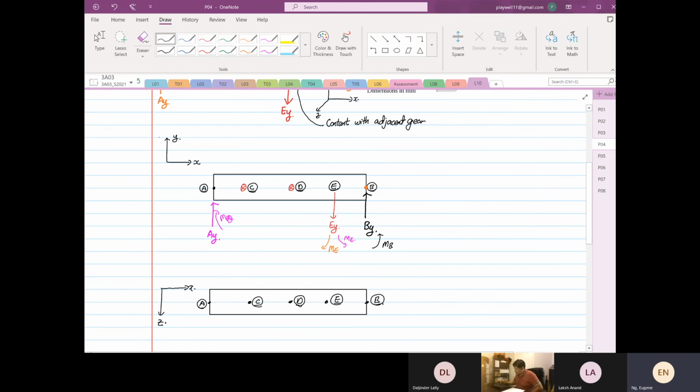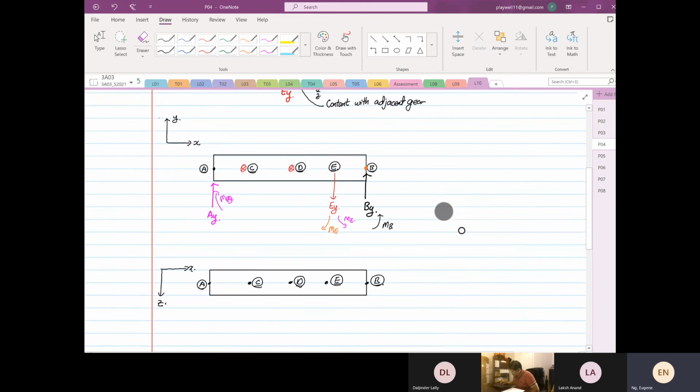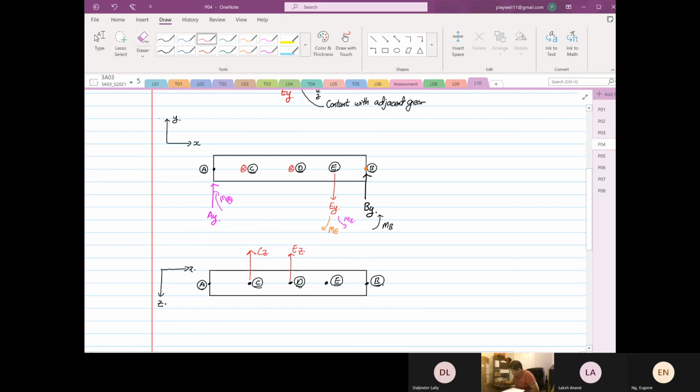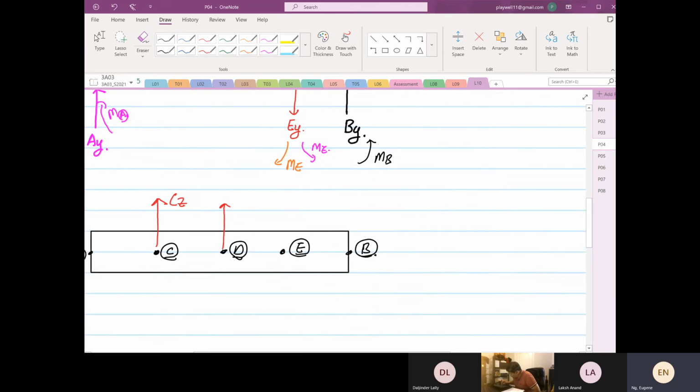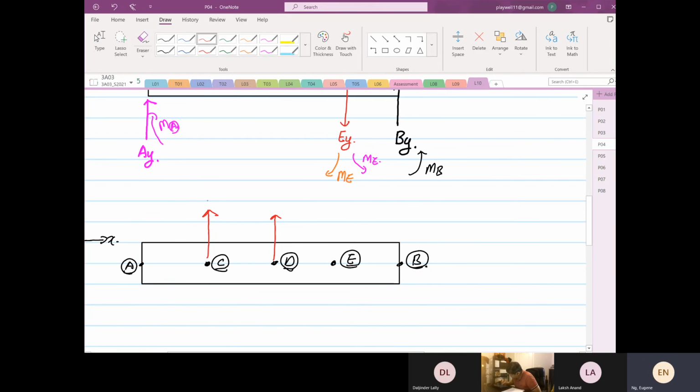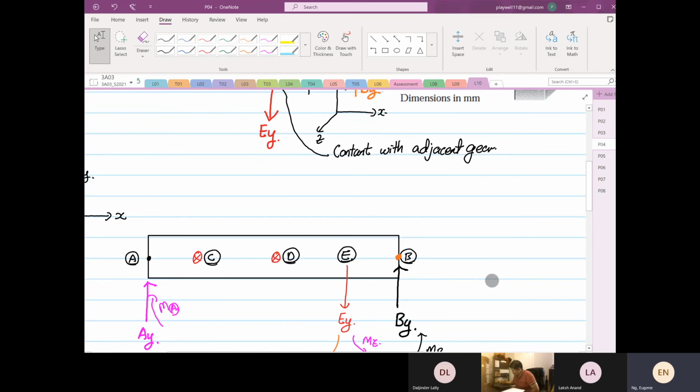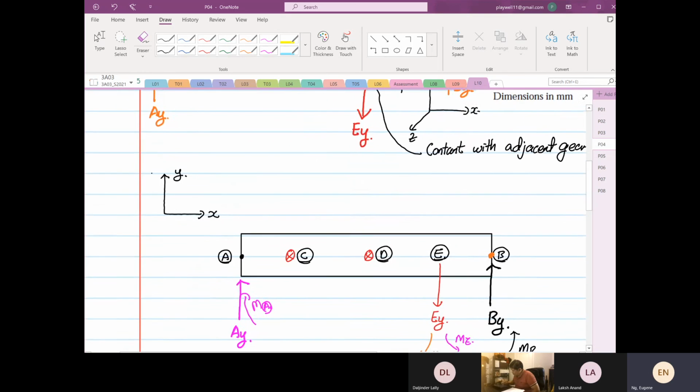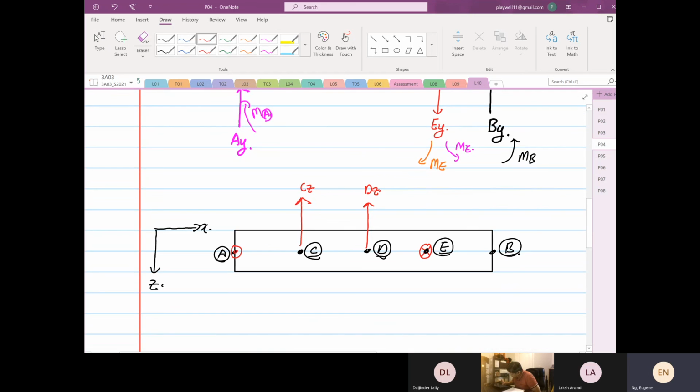All right. So C and D, we know that they have Z forces in this direction. So we have CZ, DZ. Okay, CZ. We have DZ. And then at point E, you have a force going downwards. We are looking at the plan view now. And then at point A, you have dots. The forces are coming upwards.